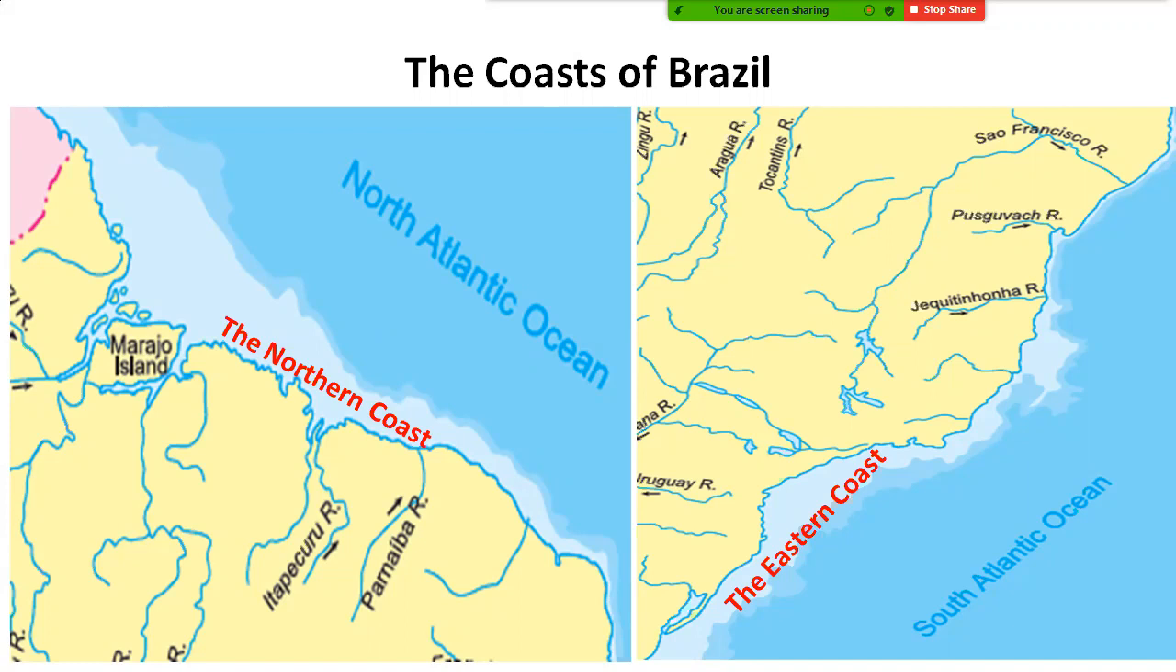There is only one major river, that is the São Francisco, that flows over the eastern coast. A number of smaller rivers run through this eastern coast, and therefore they form beaches and sand dunes. Along both these coasts, you find coral reefs and atoll islands.